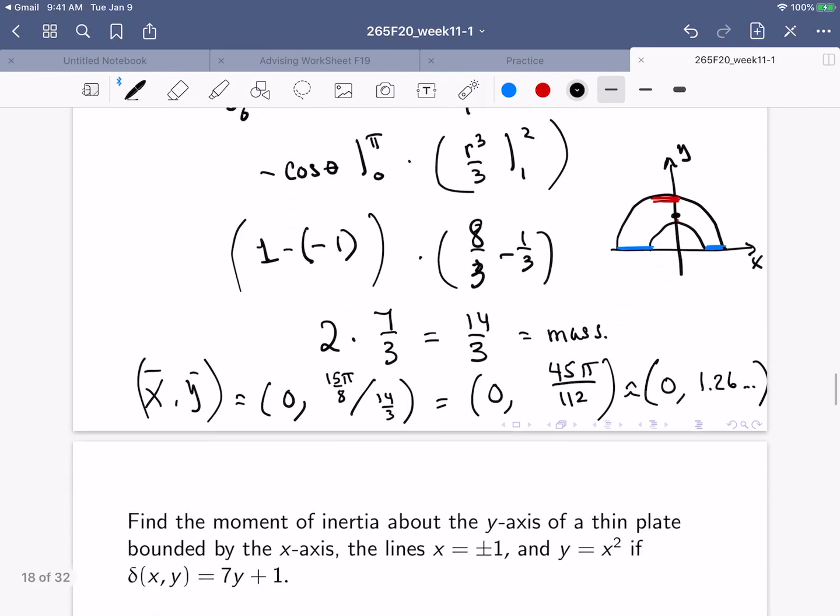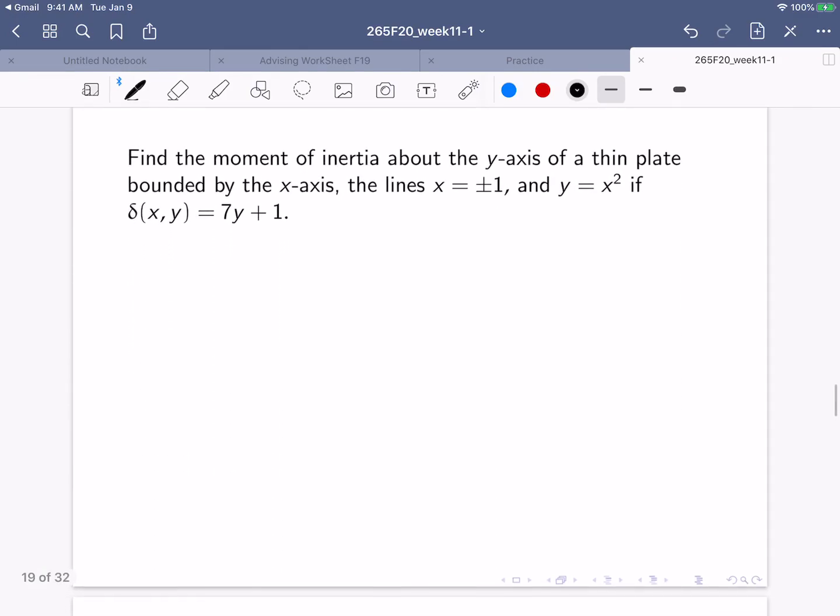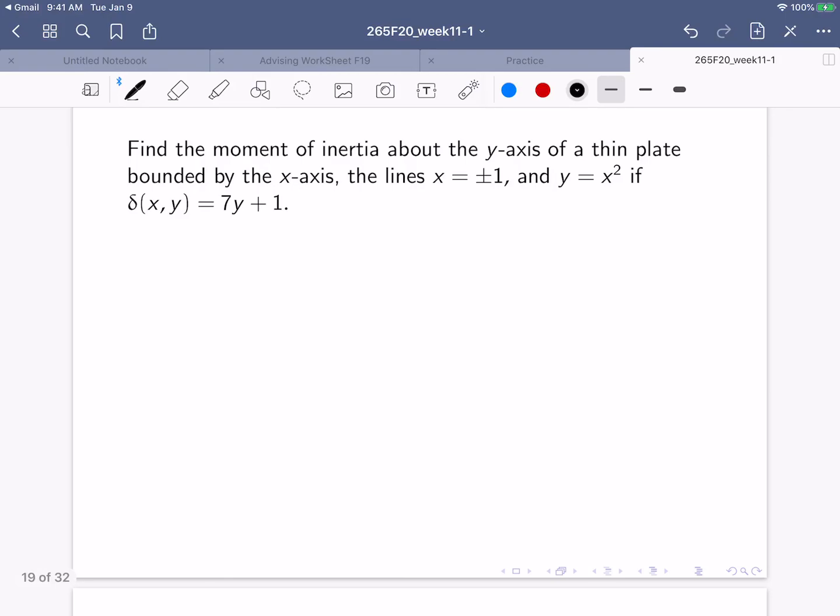All right, that last problem that we're going to discuss has to do with moment of inertia. And moment of inertia, inertia again having to do with the tendency of an object to remain in whatever state it's in. Okay, so it's like resistant to change, so to speak. Okay, and the way that we calculate a moment of inertia is really a second moment. So if I'm thinking about the moment about the y-axis, I'm going to integrate over the region x squared times the density function.